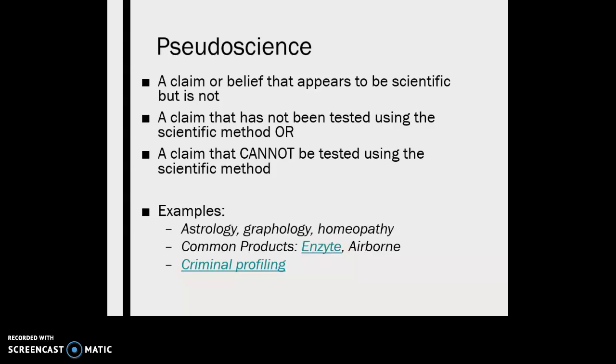And so Airborne, when it first came out, was marketed as a supplement that you could take one time, and it would prevent you from getting sick. So if you were going to get on an airplane in the middle of flu season, you could take one of these Airborne tablets, and it would prevent you from getting sick. And its claim to fame was that it had been developed by a second grade teacher.